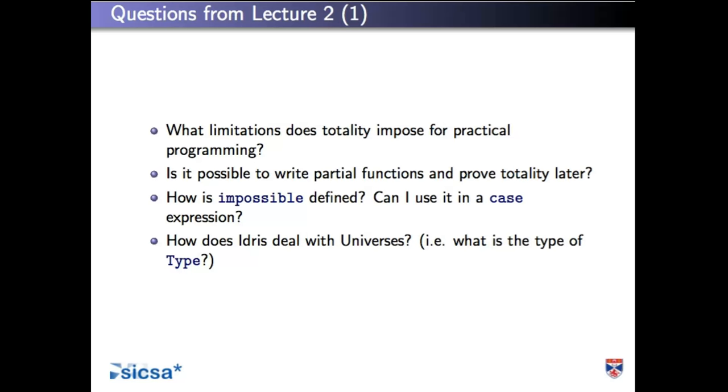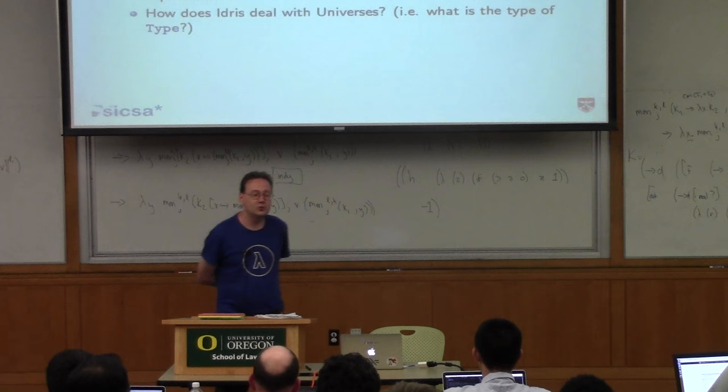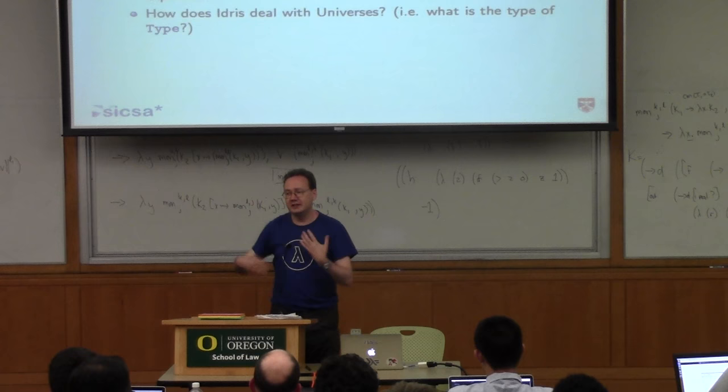How does Idris deal with universes? So basically meaning, what is the type of type? If you go to the Idris prompt and ask for the type of type, what you will see is Type has type Type 1. There isn't actually any syntax for Type 1, and Idris never actually prints the full details of what a type is.